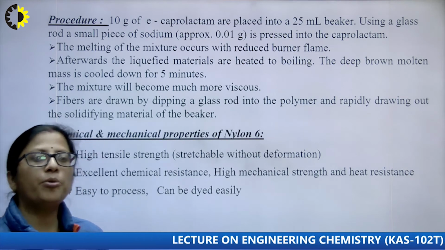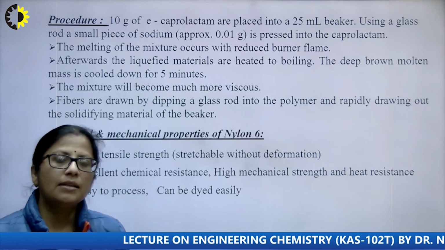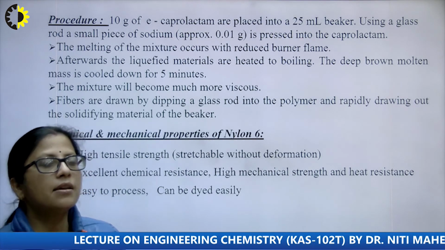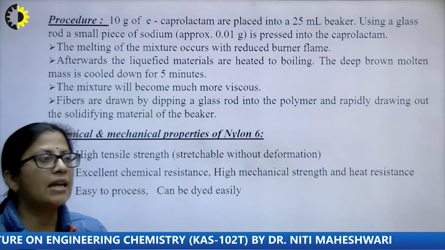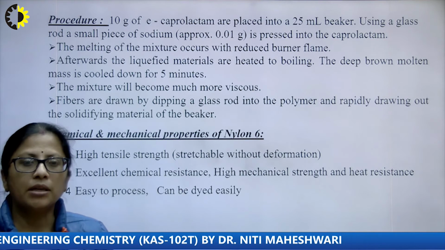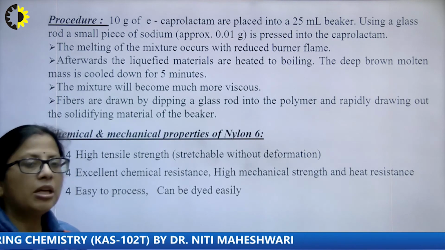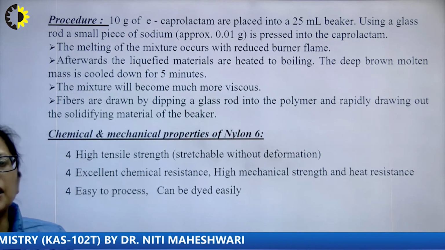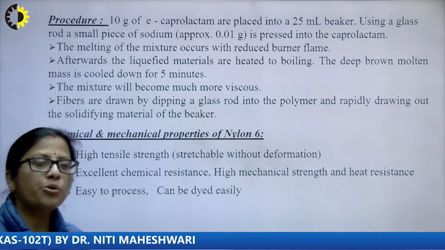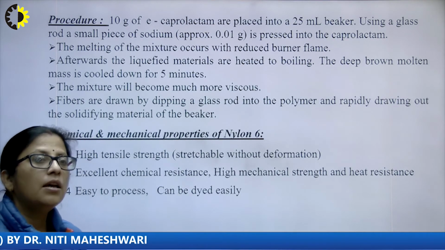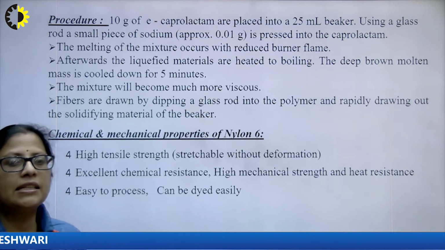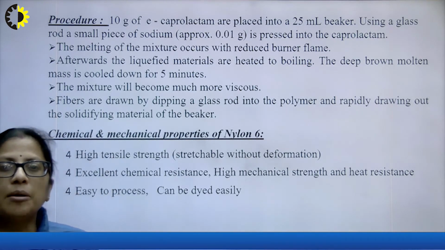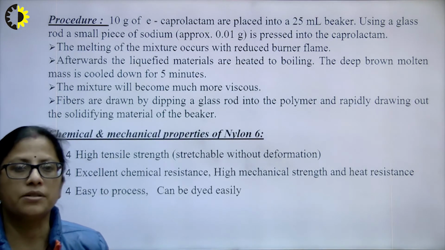Now, coming to the properties of nylon 6. Nylon 6 possesses high tensile strength, that means it can be stretched without deforming. It has high chemical resistance, high mechanical strength, and it is also heat resistant. The process is easy, therefore it is easy to process, and it can be dyed easily. That means we can give different colors to it.